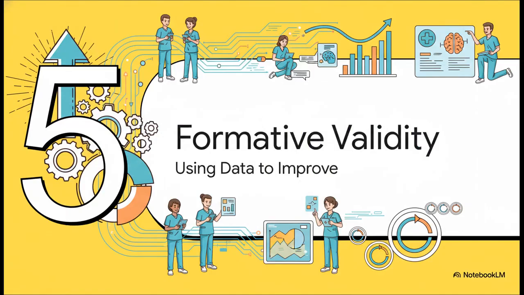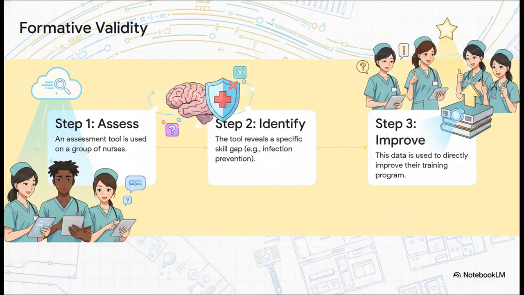Our final type of validity is maybe the most practical and action-oriented of the bunch. This one is all about using data to make real improvements. Formative validity is all about getting useful feedback that you can actually act on. So picture this. An assessment tool is given to a group of nurses. The results come back, and they clearly show a specific knowledge gap in infection prevention. So what happens? The hospital uses that very specific data to immediately redesign its training program. The fact that the tool provided the information to drive that tangible improvement, that is what makes it formatively valid.